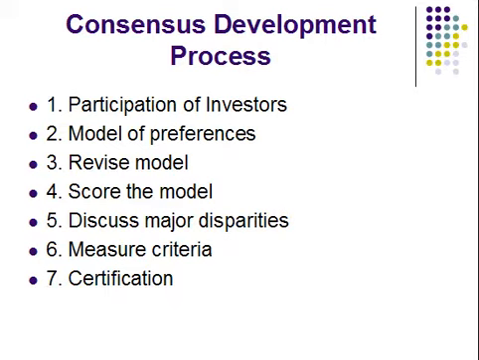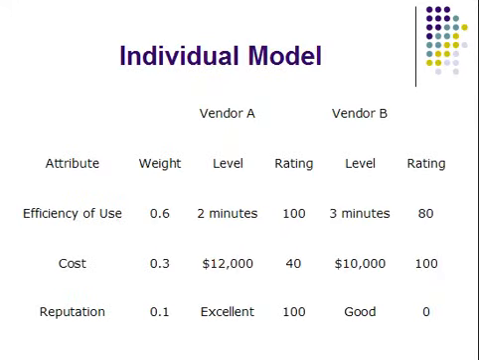Step 4 scores the model. Step 5 involves collaboration through all investors. They will discuss, measure disparities, and then finalize the scoring procedure. Step 6 measures the criteria. Through this measurement process, one final scoring procedure can be determined. Step 7 involves the facilitator of the discussion certifying all criteria by scoring it. The results are then distributed throughout the whole organization.